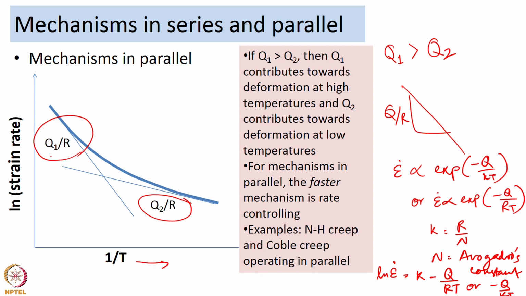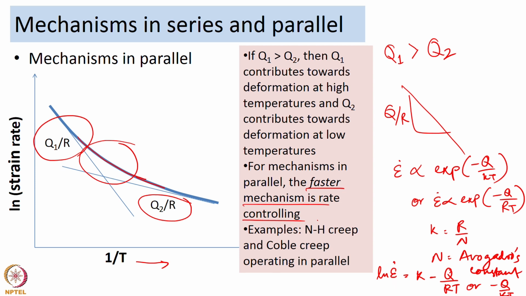Coming back to the point, depending on the temperature where you are operating, you could have one mechanism completely dominating the other, but there could be an intermediate temperature range where both mechanisms, operating in parallel, have their own contributions to the total strain rate, and in that case you will see a certain curvature in the line. The extent of the curvature, like I said, will depend on the contribution of these mechanisms. Now, for mechanisms in parallel, the observation is that the faster mechanism is the rate controlling mechanism.